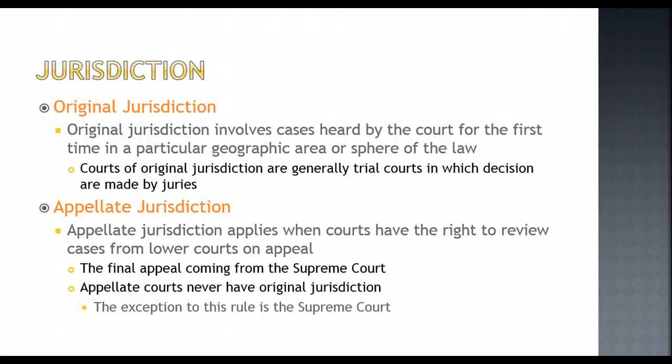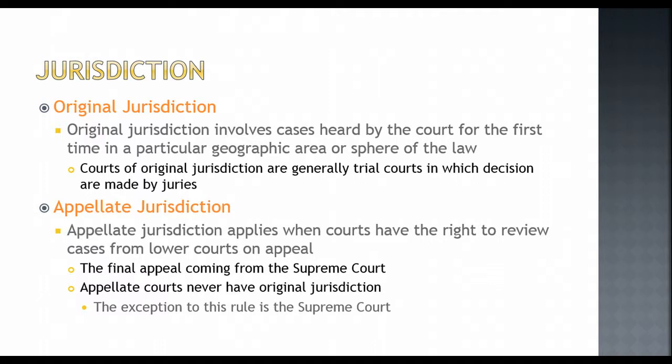All right. Most state courts, unless you get to the appellate level that we're going to talk about in a second, the first time it's heard in a state court, that is original jurisdiction. Now, appellate jurisdiction applies when courts have the right to review cases from lower courts on appeal. So if it's appellate jurisdiction, it means you are hearing it after the first time it's been heard.